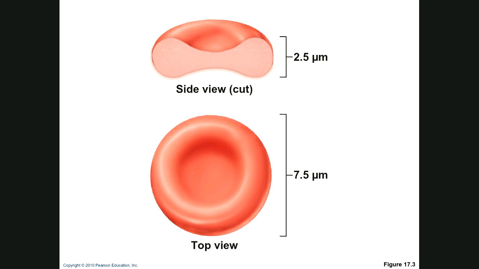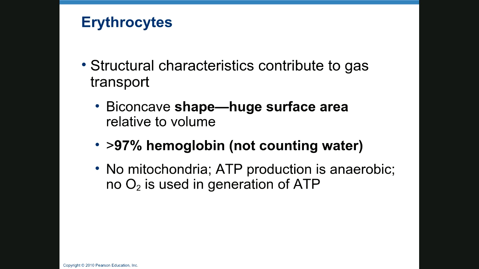This is our biconcave shape. Looks like a donut that somebody didn't quite get the hole punched out of. This gives you great surface area for each part of the internal volume. It makes the best possible shape for exchange of gases. So surface area is huge.